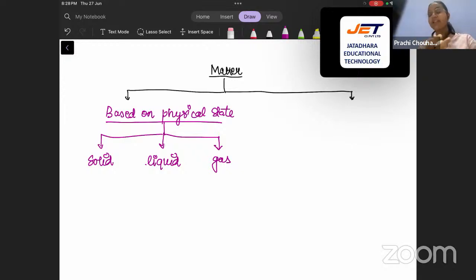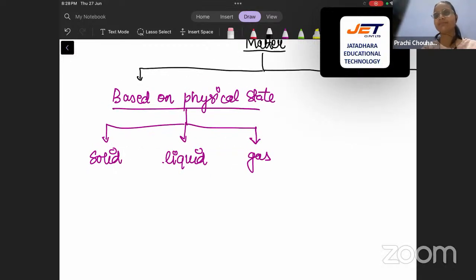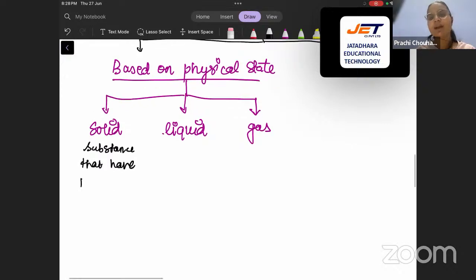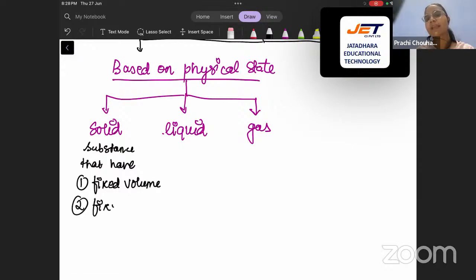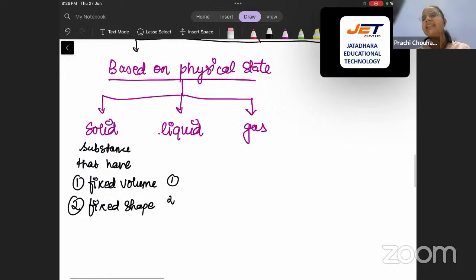Okay, you have to define what is solid. So these are the substances that have, first one, fixed volume, and second is fixed shape. So in a similar fashion, we will define the liquids and the gases.